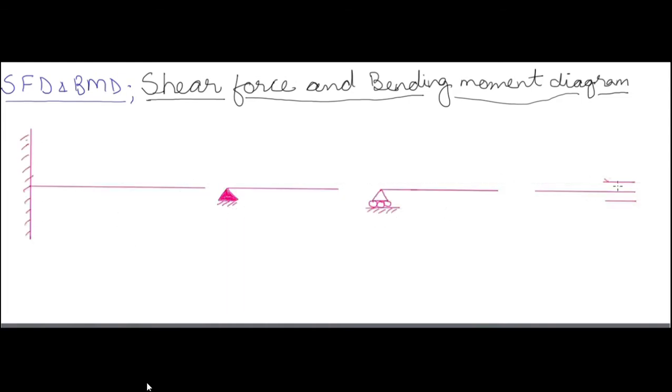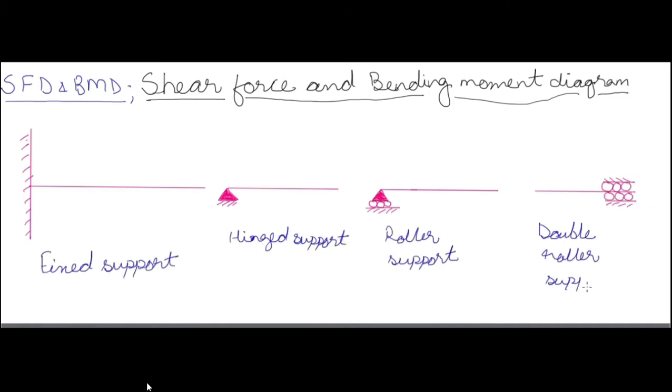So we will have these four types of supports. First one is fixed support. Second one is hinge support. Third one is roller support. And fourth one is double roller support. In the fixed support, the beam is fixed into the wall or anywhere else. It's not allowed to move.